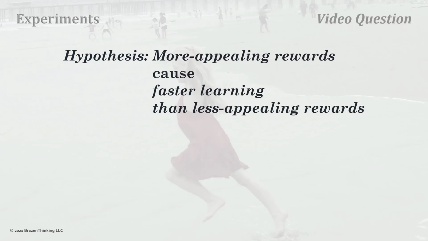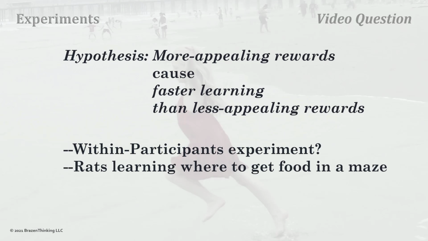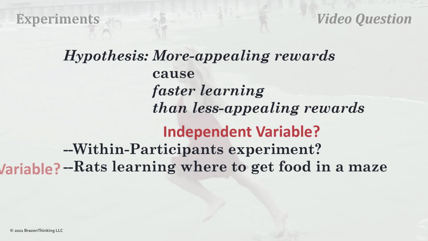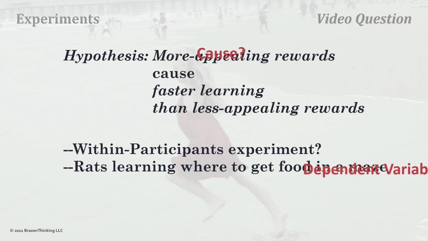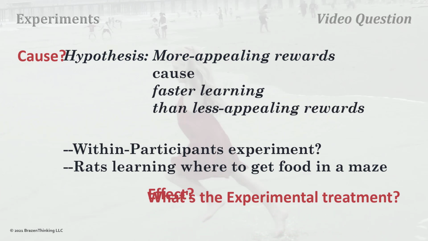Let's say you've hypothesized that more appealing rewards cause faster learning than do less appealing rewards. So you set up a within participants experiment in which you time how long it takes rats to run through a maze to get food. What would that experiment look like? What would the independent and dependent variables be, and why? What would happen to rats in the control group? What would happen to rats in the experimental group?